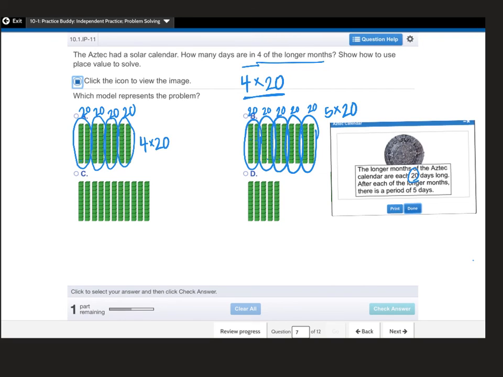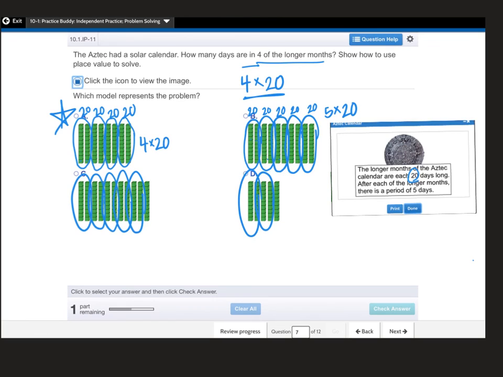So if I look at C, let's do the same thing. We got 1, 2, 3, 4, 5 groups of 20 and 1 group of 10. So those aren't equal groups, so that's not going to work. Let's take a look at D. 1, 2. Again, I've got 2 groups of 20 and 1 group of 10. So the only correct answer is A, with 4 groups of 20.